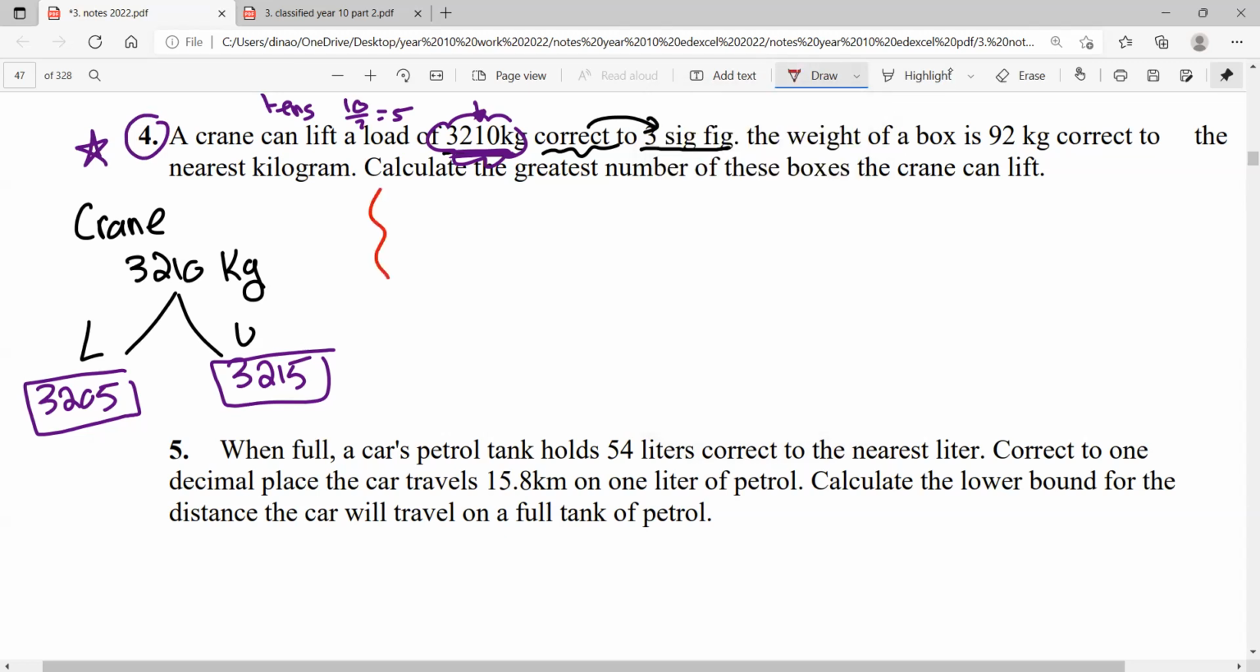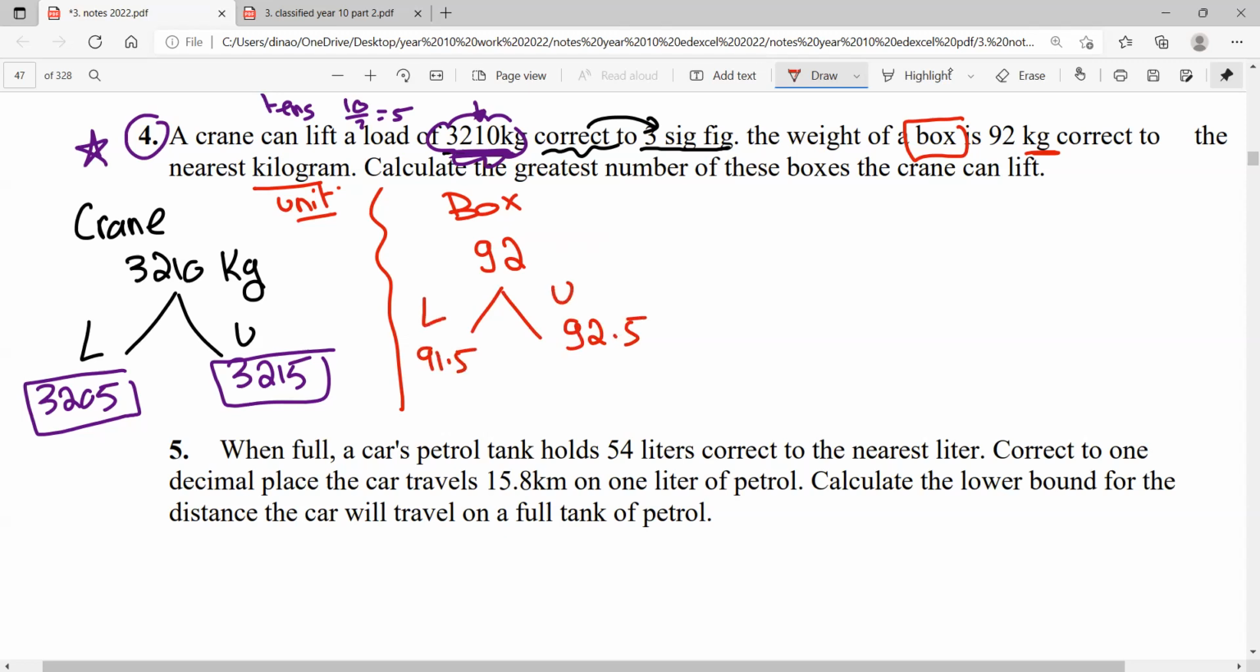فادي الكرين أهو. The crane, the weight of the box is 92 kilograms corrected to the nearest kilogram. Let's find the bounds of the boxes. The boxes are corrected to the nearest kilogram. وقلنا the word kilogram indicates that it's the nearest unit as long as this is kilogram as well. So I will find the bounds immediately بقى. 92.5 and 91.5. This is the upper bound and the lower bound.